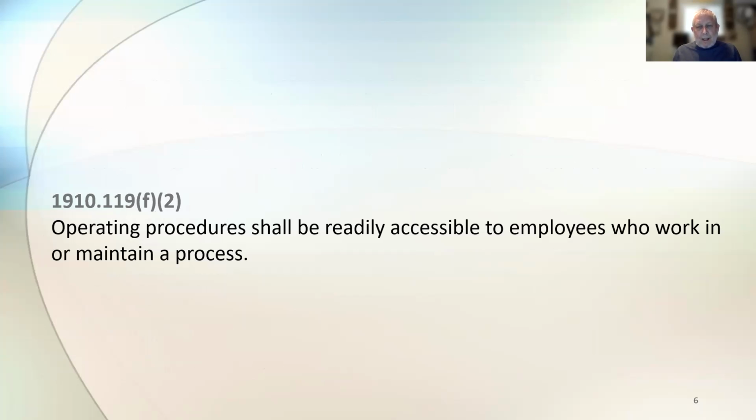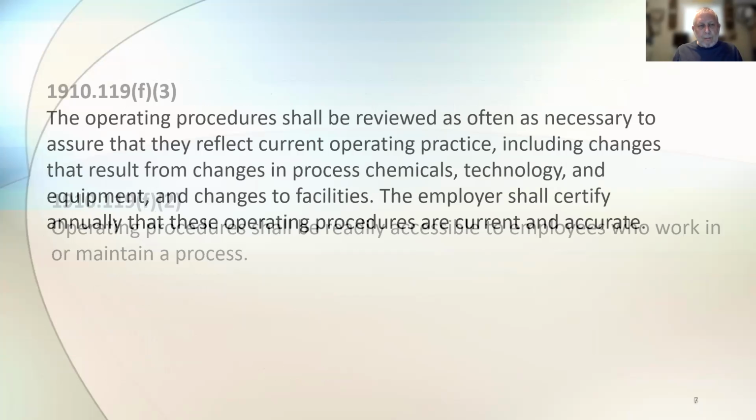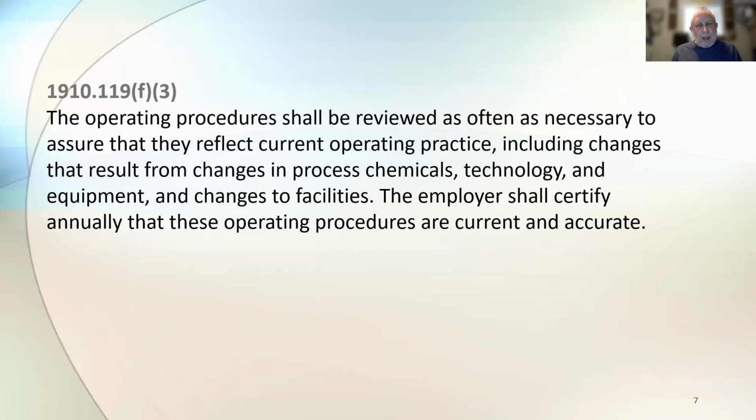Operating procedures shall be readily accessible to employees who work in or maintain a process. Readily accessible. It can't be locked up in some office somewhere. They're going to be out there where they can get to them. The operating procedures shall be reviewed as often as necessary. Notice they don't say exactly when they have to review it, as often as necessary, to assure that they reflect current operating practice, including changes that result from changes in process chemicals, technology, and equipment, and changes to facilities. The employer shall certify annually these operating procedures are current and accurate. So they're reviewed as often as necessary, but they are certified annually.